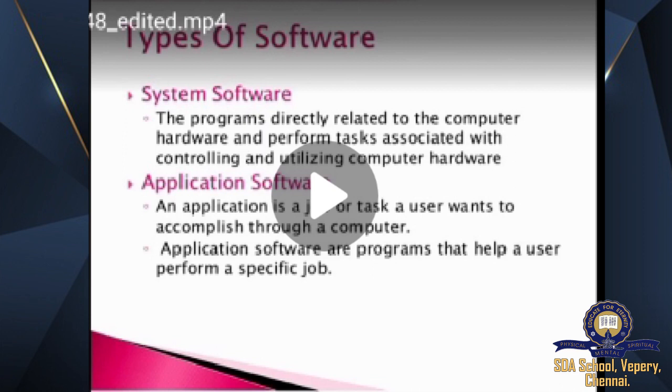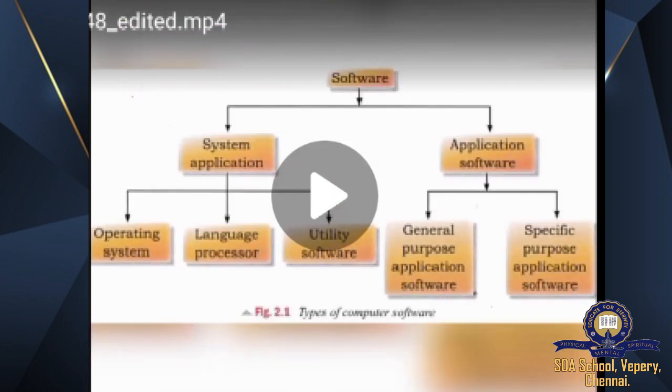The set of instructions given to the computer in the form of programs to do desired work is known as software. There are two types of software that we need to know. The first one is system software and the second is application software. Now I can show you the diagram of this.